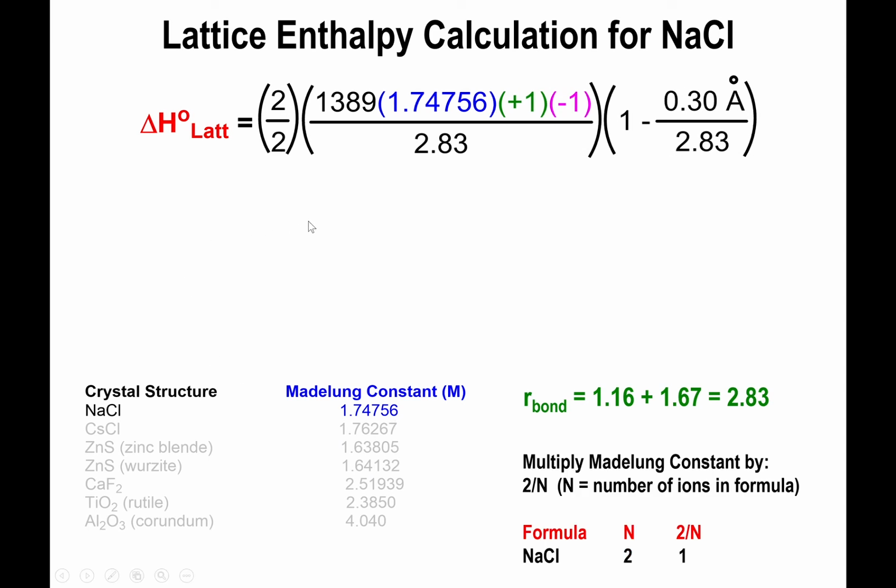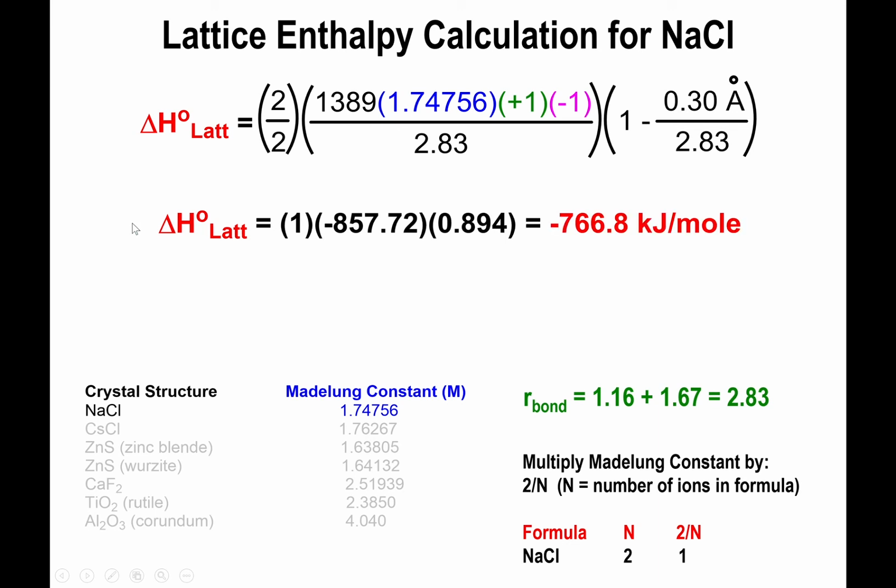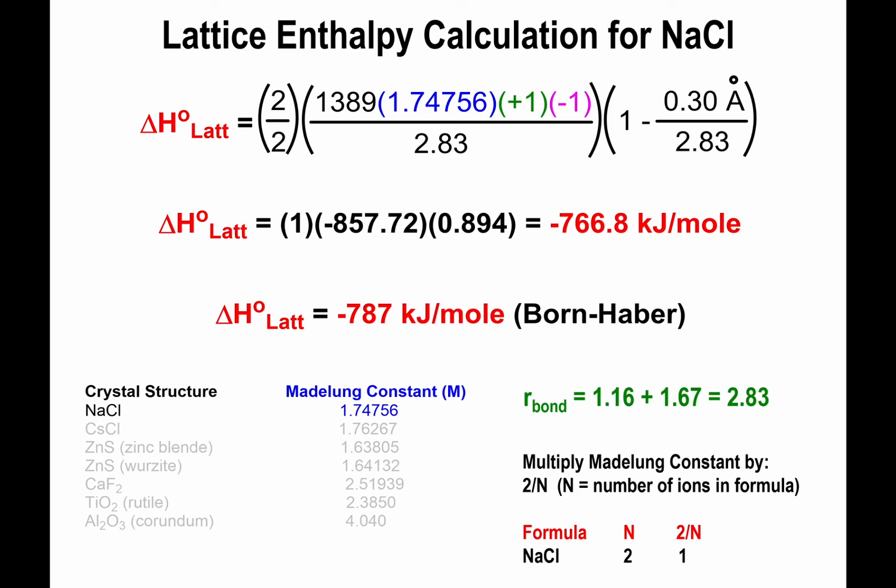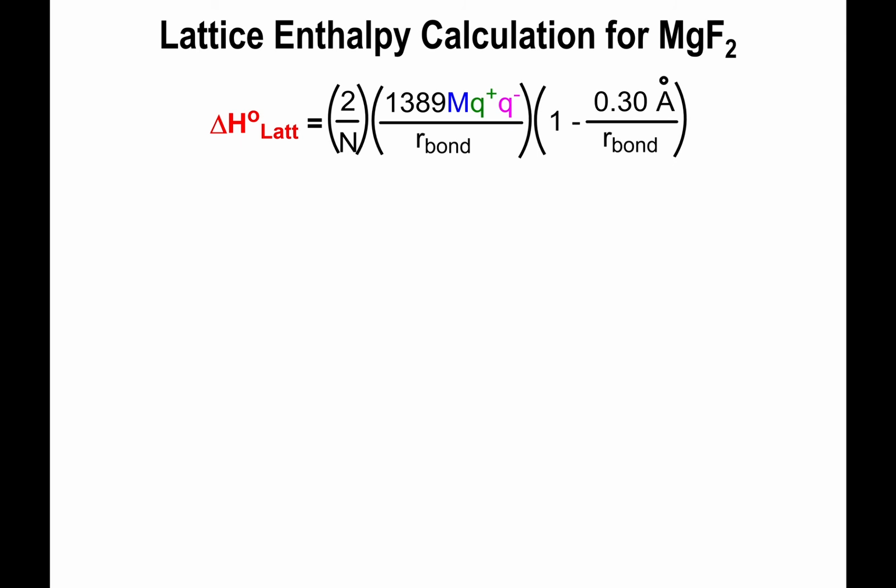And quite simply, all you do is carry out the calculation. Divide 0.3 by 2.83, subtract that from 1, and then multiply by all the numbers that you have in here. You're going to end up finding out that ultimately the lattice enthalpy is -767 kilojoules per mole. Actually, excuse me, -767 kilojoules per mole. If you compare that to the lattice enthalpy from the Born-Haber cycle, you actually have a very accurate value. It's not that different from each other, so this approximation does a pretty good job of approximating these values. Alright, so let's do one more example and then we'll move on to the next video.